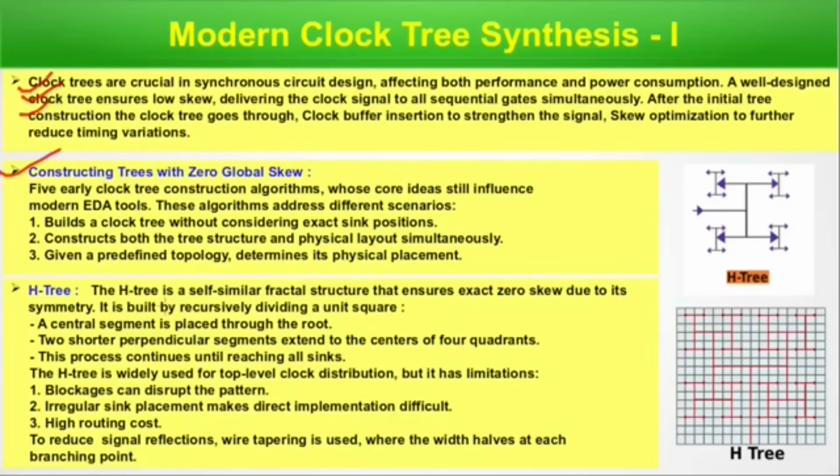The H-tree is a self-similar fractal structure that ensures exact zero skew due to its symmetry. It's built by recursively dividing a unit square. A central segment is placed through the root, and two shorter perpendicular segments extend to the centers of the four quadrants. This process continues until reaching all sinks. The H-tree is widely used for top-level clock distribution, but it has limitations: blockages can disrupt the pattern, irregular sink placement makes direct implementation difficult, and there is high routing cost. To reduce signal reflection, tapering is used, where the width halves at each branching point.